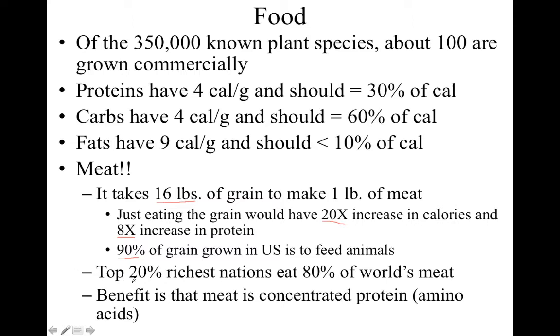There's definitely a disproportionate amount of meat consumption in the rich nations. So the top 1/5 of nations in terms of money eat 4/5 of the world's meat. The good thing about meat is that it is a concentrated form of protein, which we do need, the amino acids, to build our own protein.